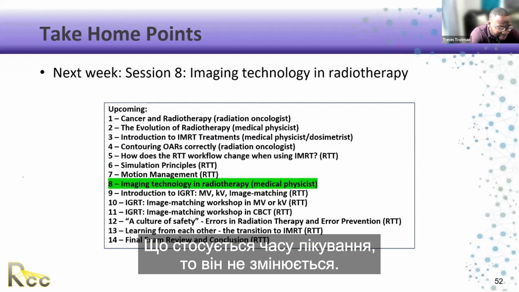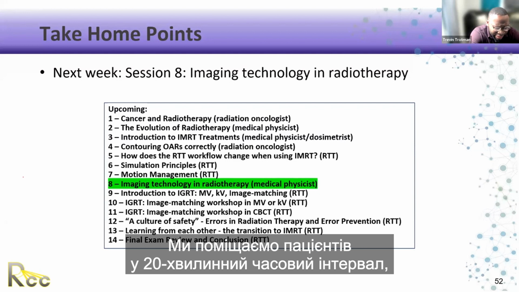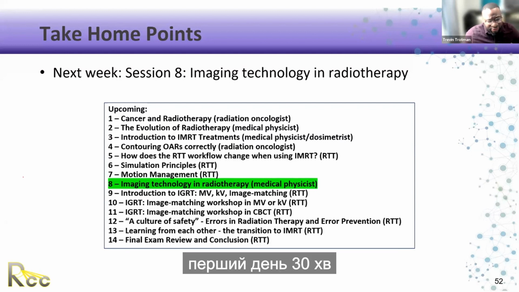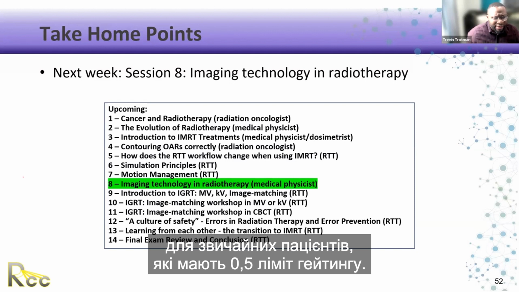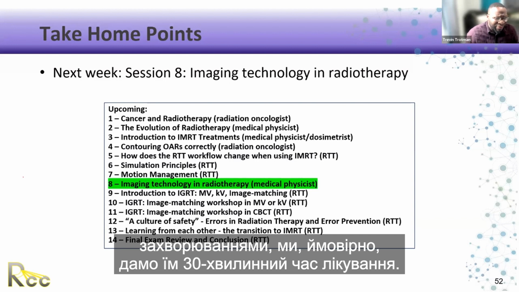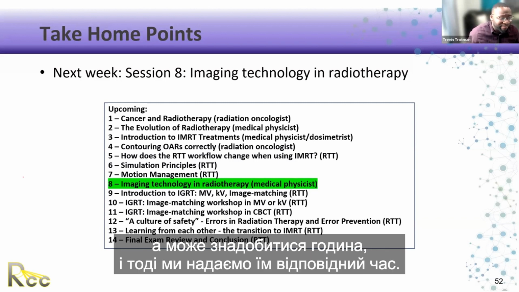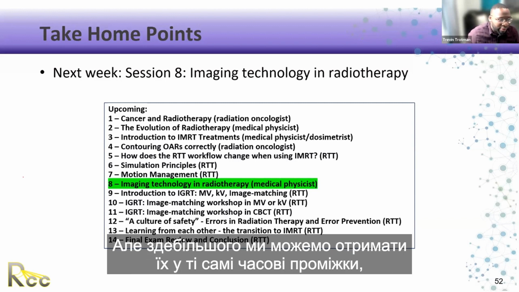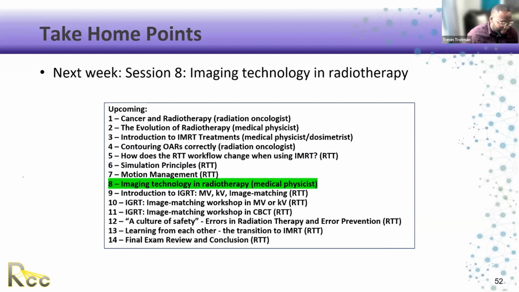In terms of treatment times, it doesn't change. Our treatment times are normally the same. We put patients in a 20-minute time slot, setup included, but treatment times are 20-minute time slots for the regular ones that are in 0.5 gates. If it's a 0.3 gate, like I said, the GI cases, we'll probably give them 30-minute treatment times. The RTTs will assess, hey, we may need 40 minutes, we may need an hour for this, and then we'll give them appropriately those times. But for the most part, we can get them in the same time slots as any other standard treatments. Does that make sense?